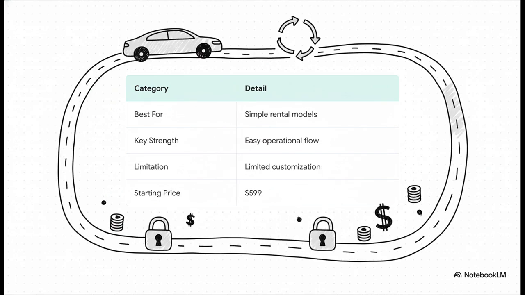And rounding out our sprinters is Sangvish. Now, this one is for businesses with simple, really straightforward rental models. Its key strength is just how easy it is to operate. If you don't need a bunch of complex pricing rules or fancy features, this is a super clean, simple option. The only downside is that your customization options are pretty limited.